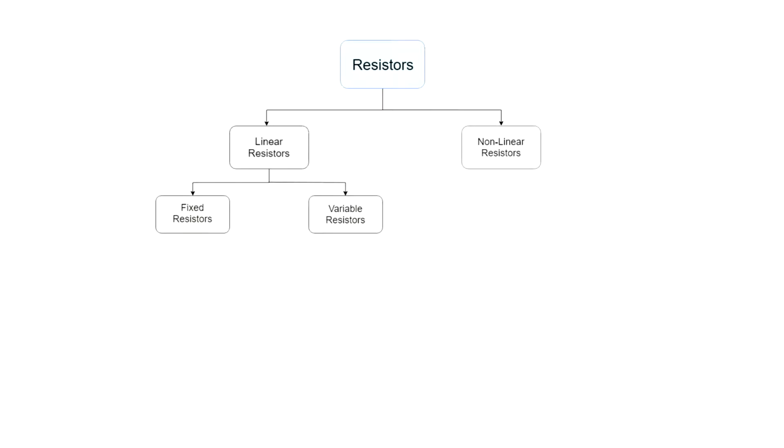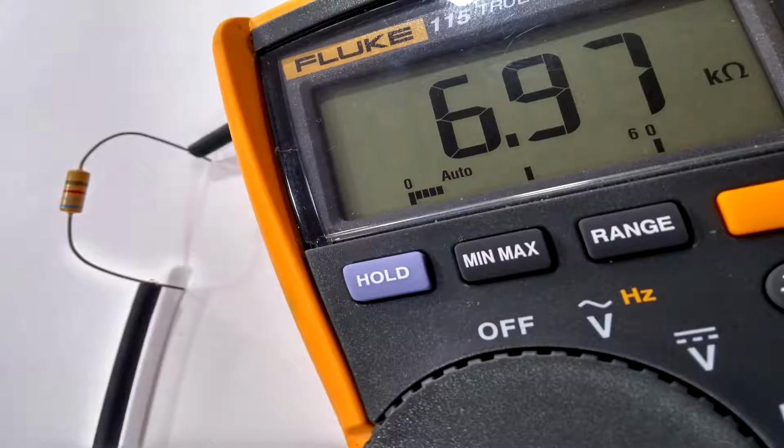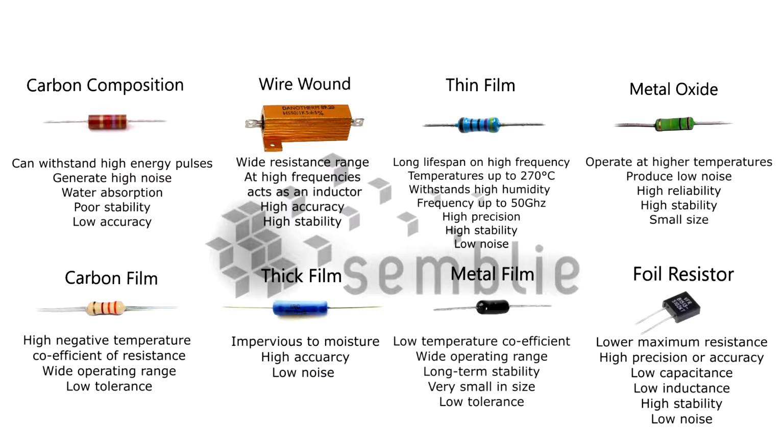Resistors seen as linear further develop into fixed and variable resistors. Let's start with fixed resistors. As the name indicates, they have a specific value that cannot be changed. Here we have listed the most common ones, each of them offering unique specifications. Carbon film have a high negative temperature coefficient of resistance, while metal oxide like to operate at higher temperatures. Wire wound are precise, but at high frequencies they act as an inductor.